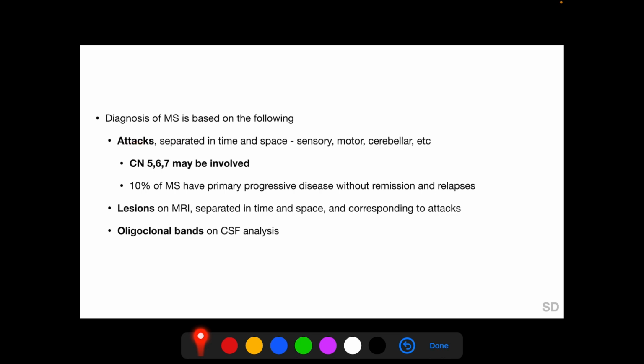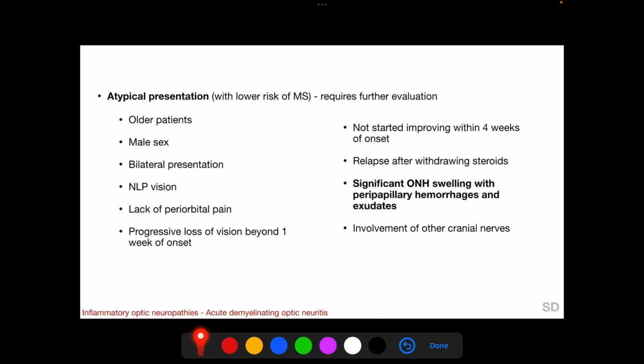These attacks involve the sensory, motor and cerebellar systems, and the lesions correspond to the attacks. Cranial nerves 5, 6 and 7, which are related to the eye, may be involved. However, 10% of MS cases have primary progressive disease and they do not have remissions and relapses. And on CSF analysis, we find oligoclonal bands.